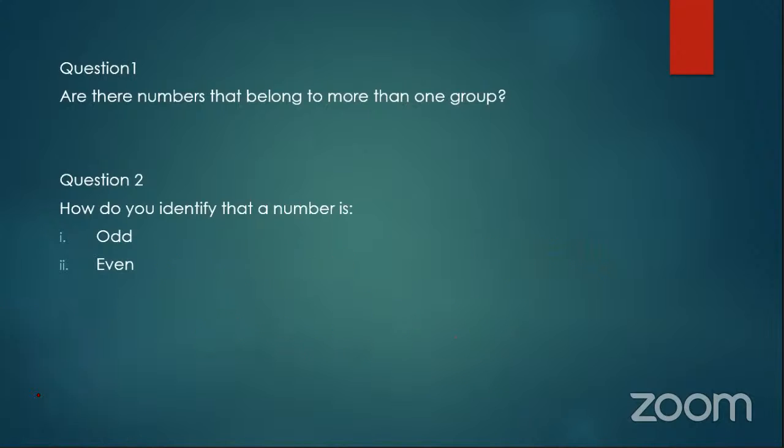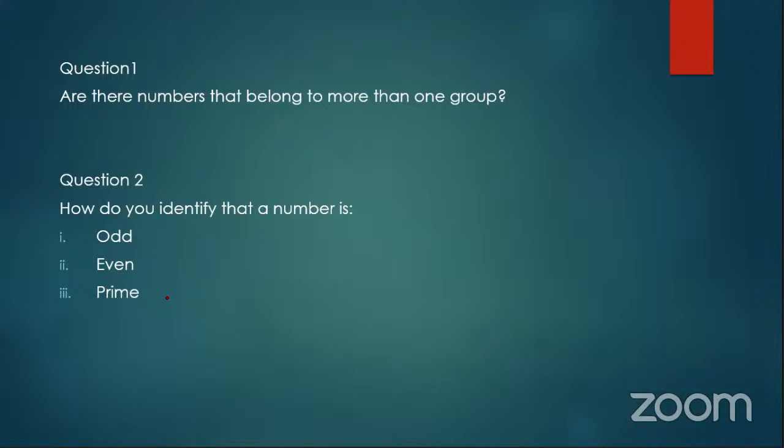Okay, another one. How would we identify a prime number? Prime numbers are numbers that have only 2 factors. Those factors, one of them is the number itself, and the other one is 1.